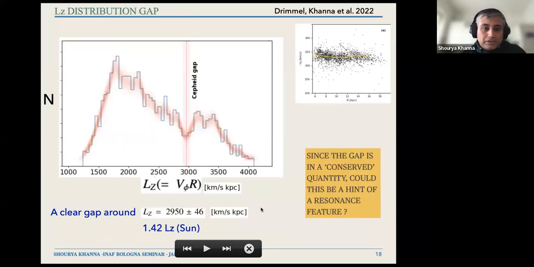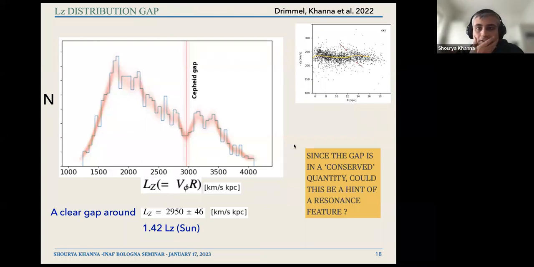And if you make a histogram of that, then it becomes quite clear that indeed in the Z component of the angular momentum, you have this gap. If you look at the width of the gap, it's much larger than the uncertainty for this value, which in normalized units is about 1.42 times the LZ of the sun. And since it's a gap in a conserved quantity like angular momentum, we think that this might be a hint of a resonant feature.